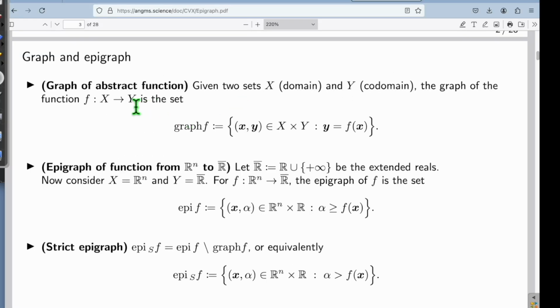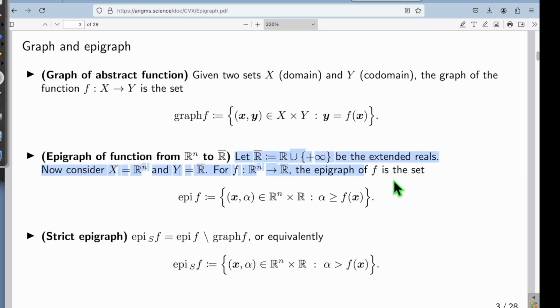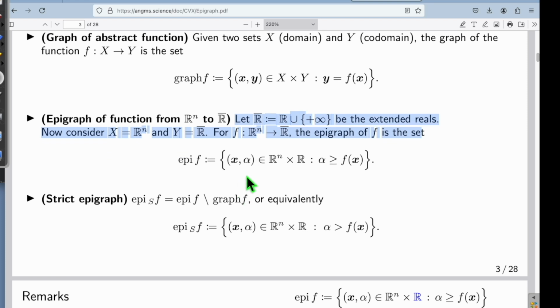What is the graph? Well, f from x to y. The graph is all the xy such that y is f(x). Okay. What's the epigraph? Ignore this for a moment. The epigraph is all the xy, the same thing, but then y is beyond f(x), because this means we have an order. So this y thing will have order. Order means we can compare the size.